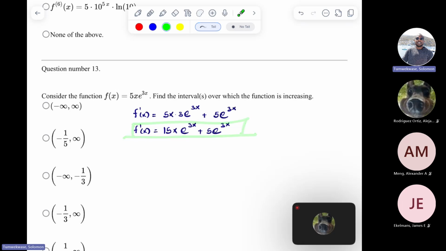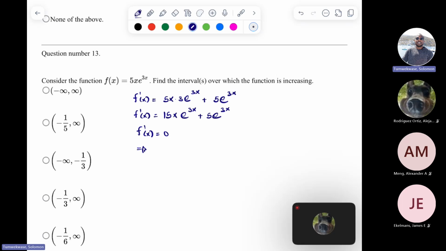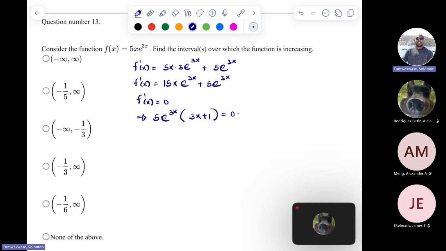This function is defined everywhere, so we shall just calculate those values of x for which the first derivative is equal to 0. And this means that 5e to the 3x into (3x plus 1) is equal to 0. I have factorized. If this is equal to 0, then either 3x plus 1 is equal to 0, which means that x is equal to minus 1/3, or 5e to the 3x is equal to 0. And if 5e to the 3x is equal to 0, then what would be x? I can first divide through by 5. So I'll have e to the 3x is equal to 0, right?